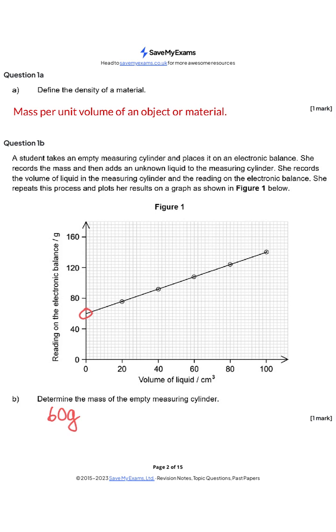Before we move on to the next page, the next question is about to ask us to work out the density. So I'm going to show us which point I've used to get my measurements for density. Any of the points would be okay, but I tend to always use the largest one. So if we read off the graph, at that point we've got a volume of 100 centimetres cubed and a mass of 140 grams.